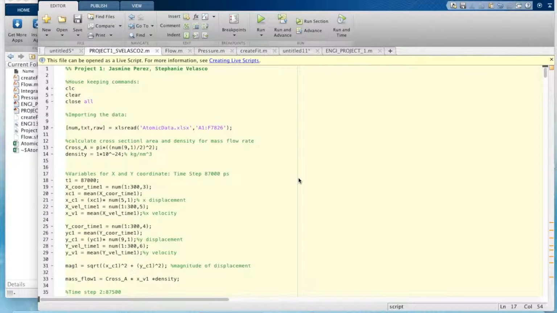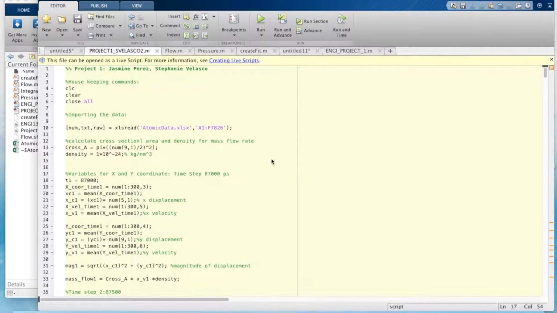We were provided data from an engineering company who designed a water filter, and they provided us the x, y coordinates and x, y velocities as an Excel spreadsheet. So the first thing we need to do is import the Excel spreadsheet onto MATLAB.